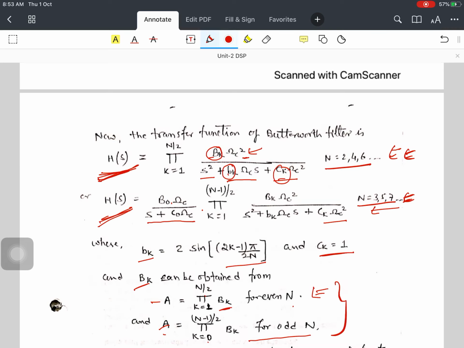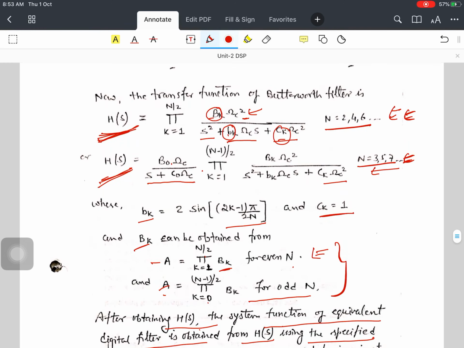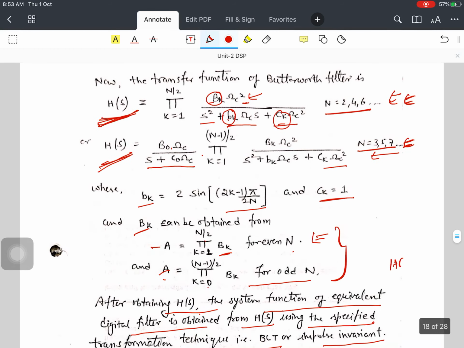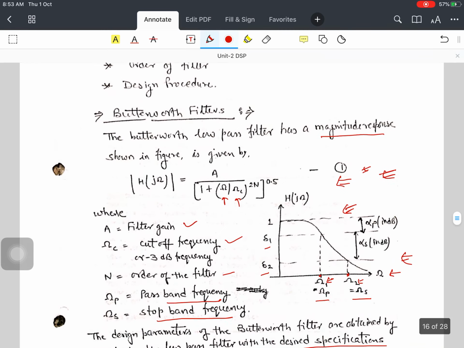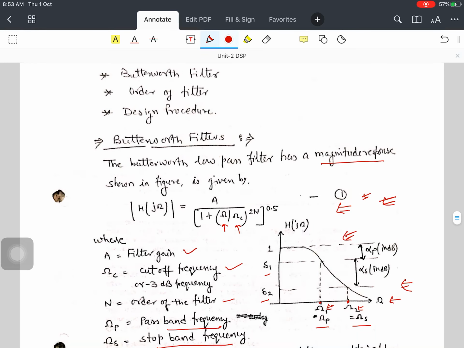After obtaining the Hs transfer function, Hs means we are talking about the analog domain. So when you obtain the Butterworth filter transfer function in the analog domain, after that we can use the bilinear transform or impulse invariant transform for calculating the transfer function in the digital domain, that is Hz. These are all the steps involved in designing digital Butterworth filters.